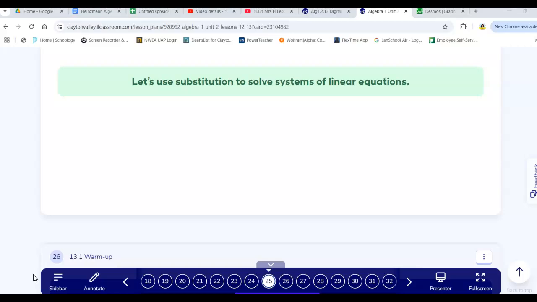So this is the second of 3 ways that we are eventually going to learn about how to solve a system of linear equations. And this is called substitution.